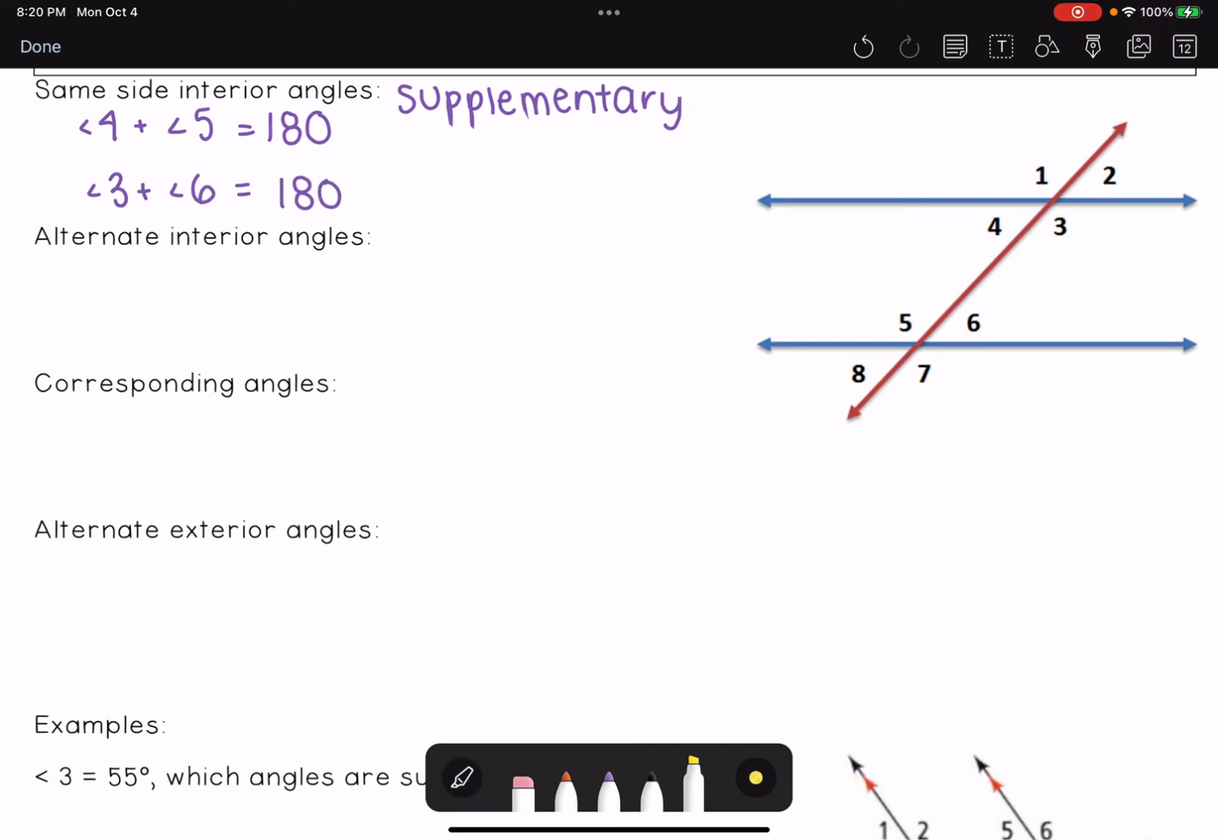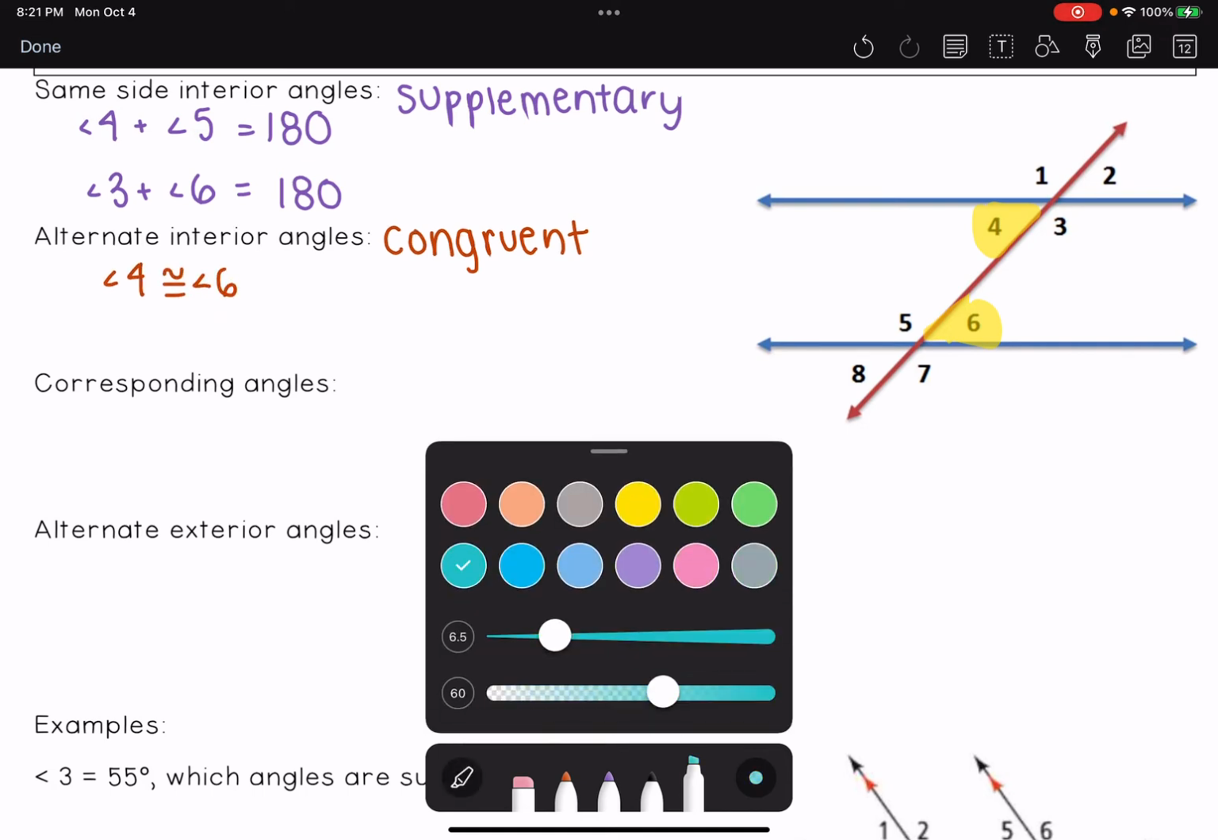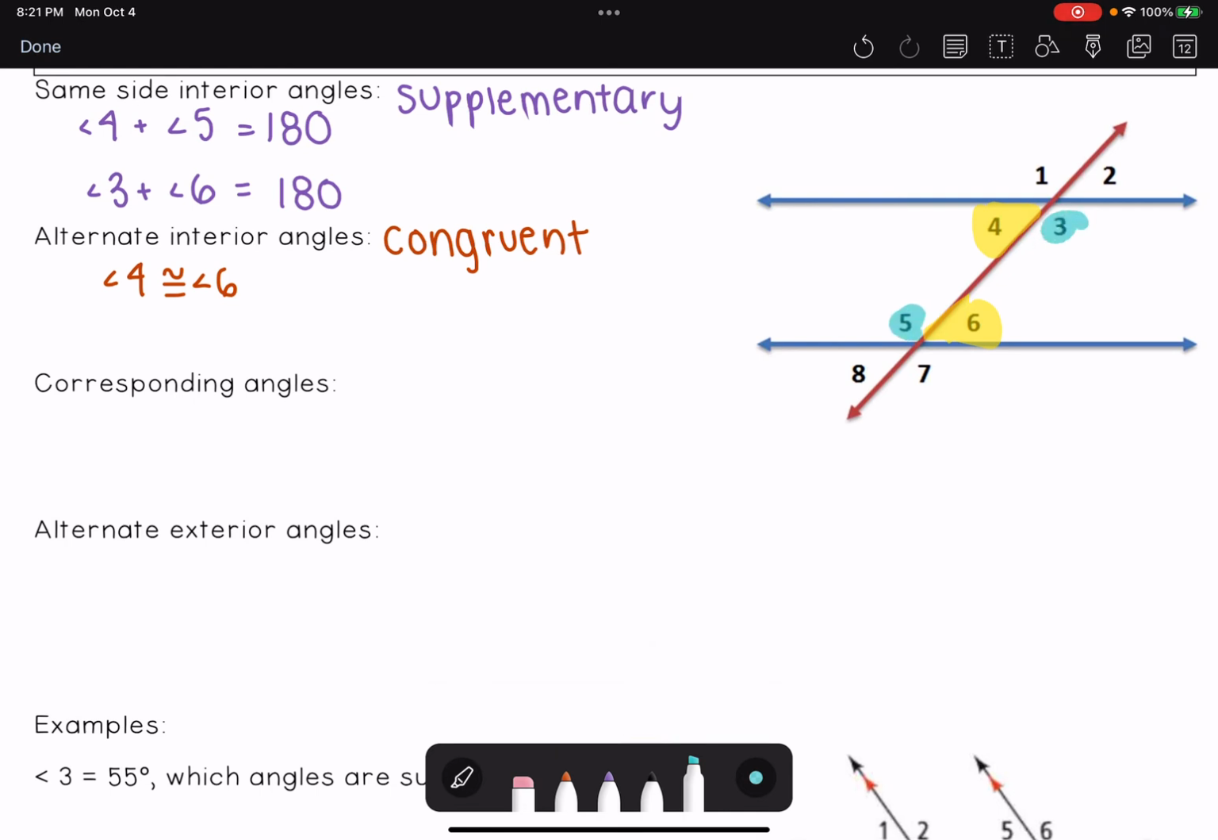Next up, we have alternate interior angles. So on alternate sides on the inside, notice those angles will look the same and they actually are. So alternate interior angles are actually congruent. So angle 4 is congruent to angle 6, and our other pair, angle 5 and angle 3. So angle 3 is congruent to angle 5.